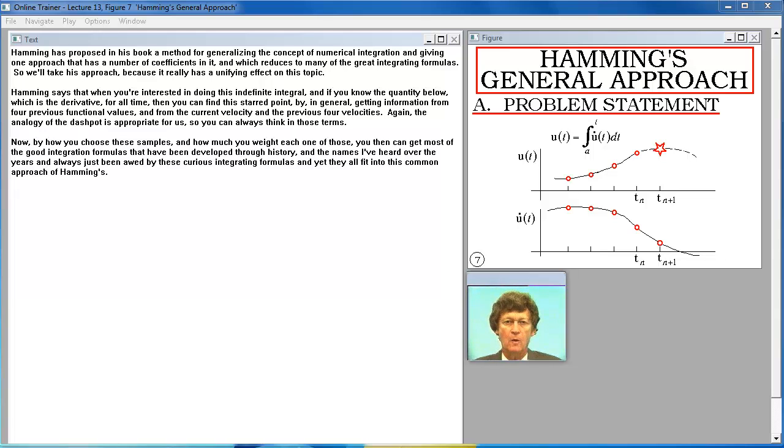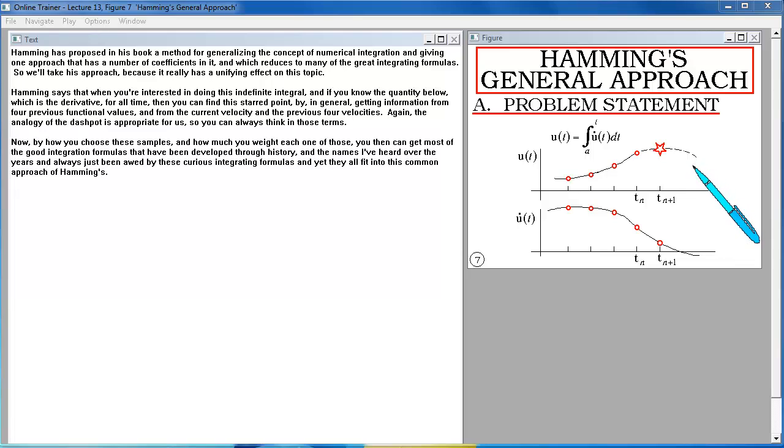Hamming has proposed in his book a method for generalizing the concept of numerical integration and giving one approach that has a number of coefficients in it and which reduces to many of the great integrating formulas. So we'll take his approach because it really has a unifying effect on this topic.